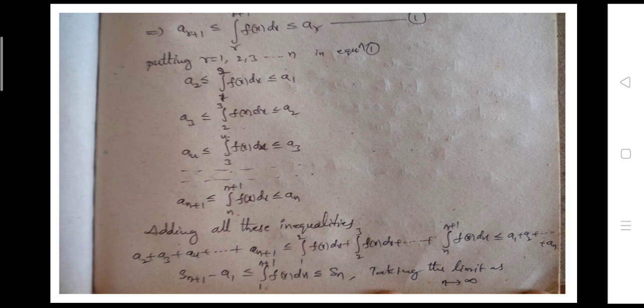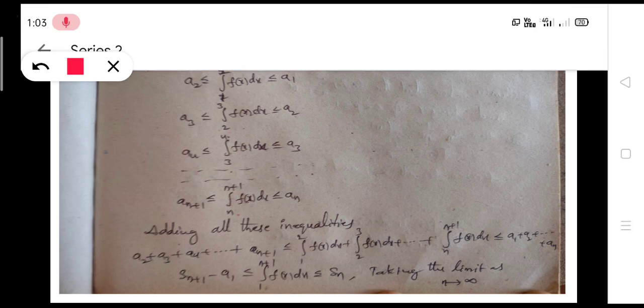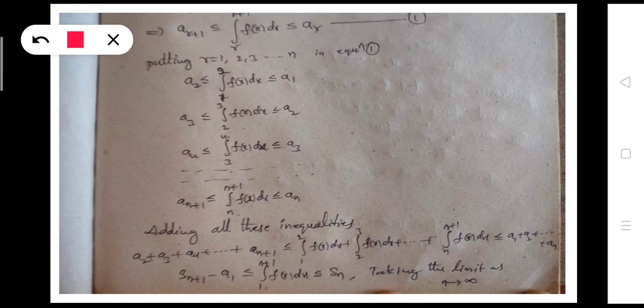Here what is Sn? Sn is equal to a1 plus a2 and so on plus an. Similarly, on the left side part a1 is missing, so up to n+1 terms there are a2 to a(n+1). This is written as S(n+1) minus a1. You can write the above series as S(n+1) minus a1 is less than or equal to integral 1 to 2, 2 to 3, 3 to 4 and so on up to n to n+1. So adding all these terms you can write it as integral 1 to n+1 of f(x) dx is less than or equal to the right side part, a1 plus a2 plus a3 and so on plus an, that is equal to Sn.